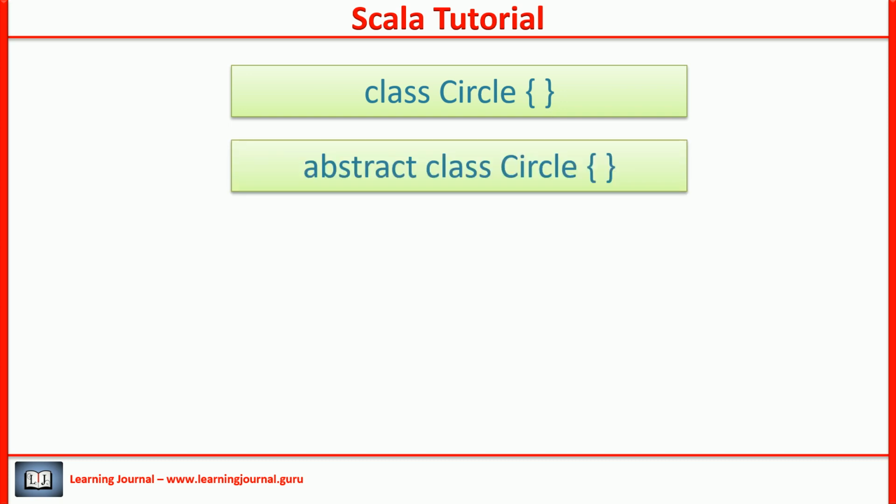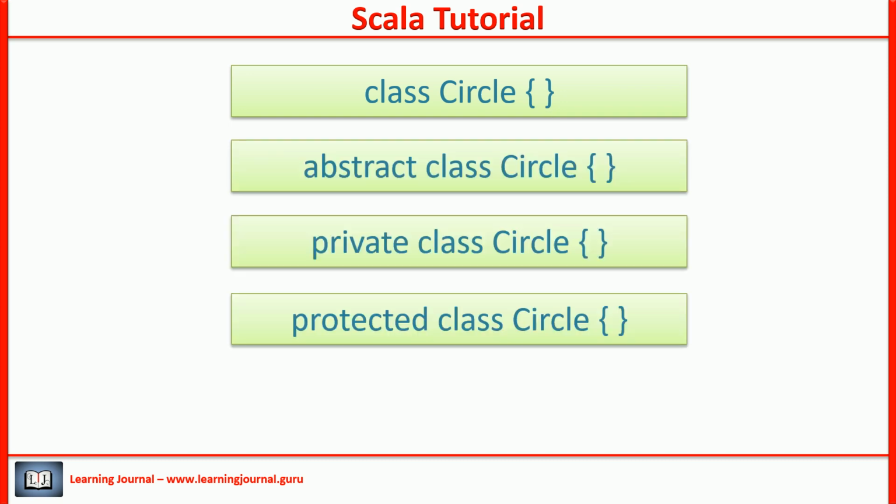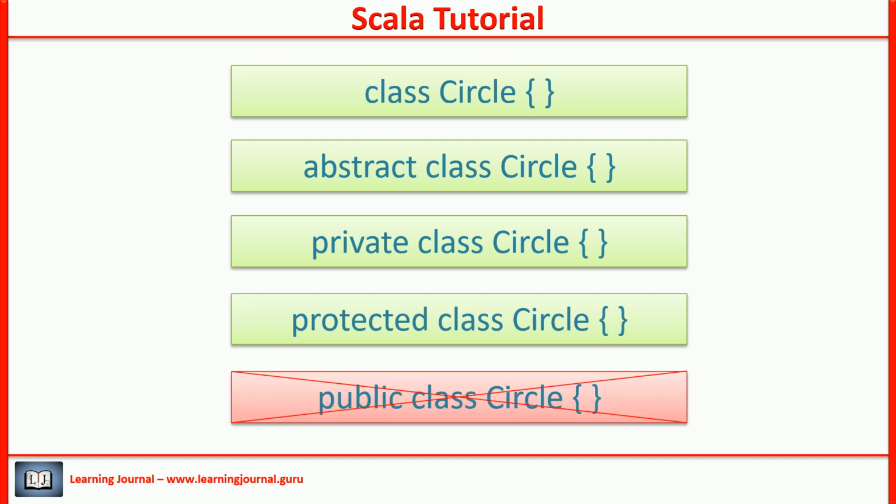You can create abstract, private, or protected classes by using appropriate keywords. But you cannot use a public access modifier. That's not allowed. A Scala class is public by default. So, if you want to create a public class, don't use any other access modifier. It becomes public by default.